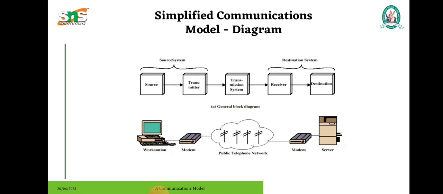Next we are going to see the simplified communication model diagram. As we have seen earlier, there is a source. The source can be either a workstation or any laptop or computer, and from the source the data is transmitted to the transmitter, and the transmitter can be either a modem or Wi-Fi. From the transmitter to the transmission system, it can be a public telephone network, and from there the data is sent to the modem of the receiver, and from that it is given to the destination system.